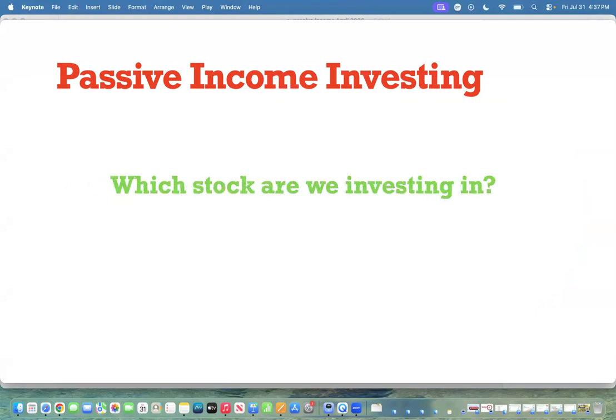Here is our regular information before we choose which stock we are buying this month. So the question is, which stock are we investing in this month? Before we go there, we have to check the account.